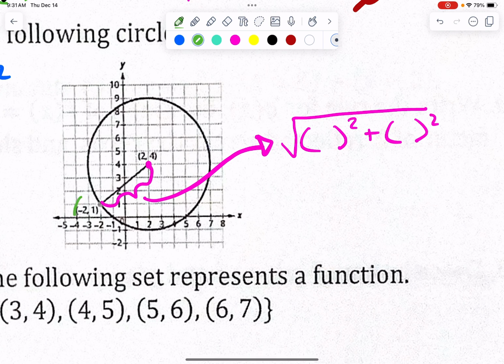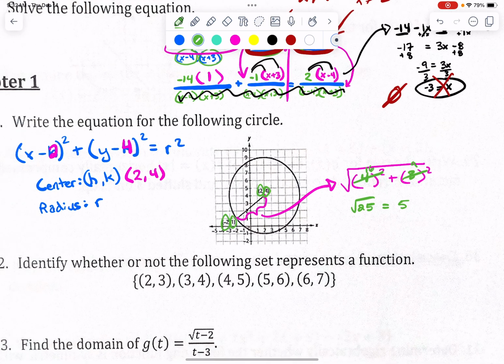The distance from negative 2 to positive 2 is 4. The distance from 1 to 4 is 3. Oh, that's so nice. 4 squared is 16. 3 squared is 9. 16 and 9 is 25, which is 5. Hey, my radius is 5.